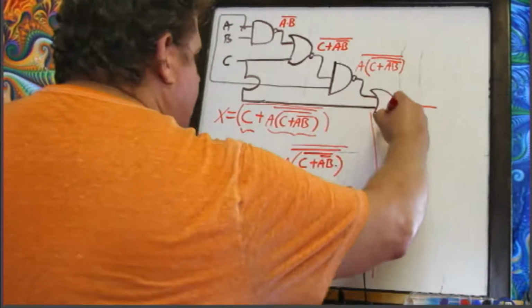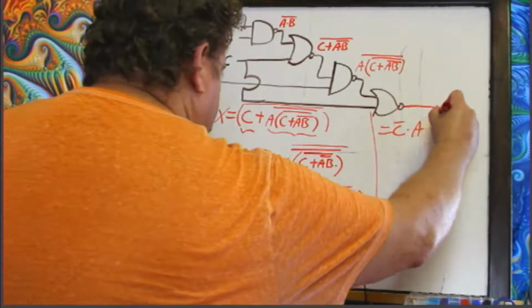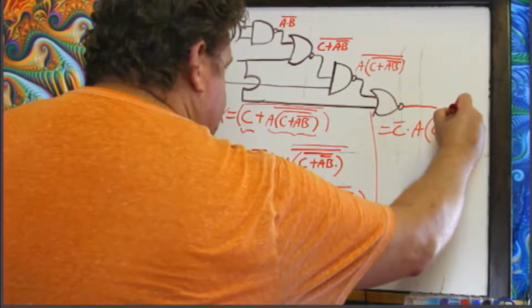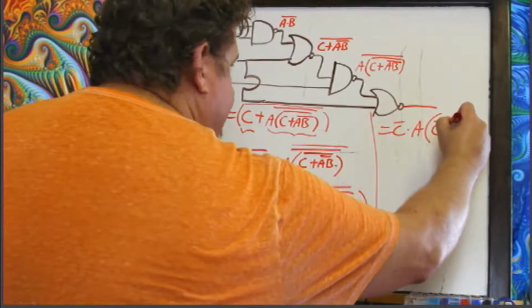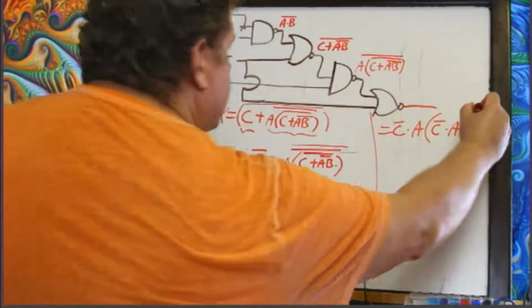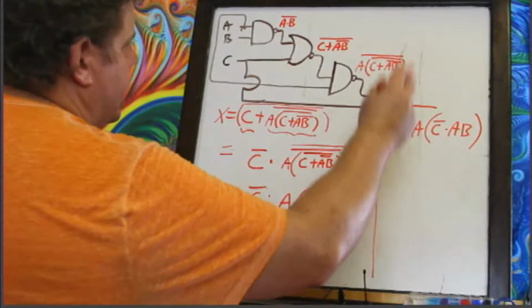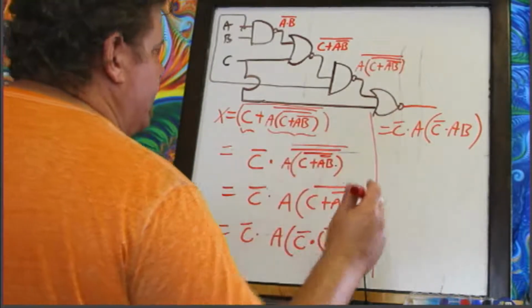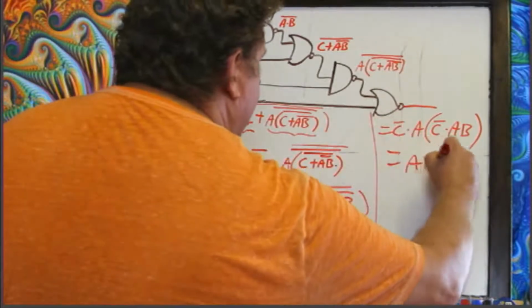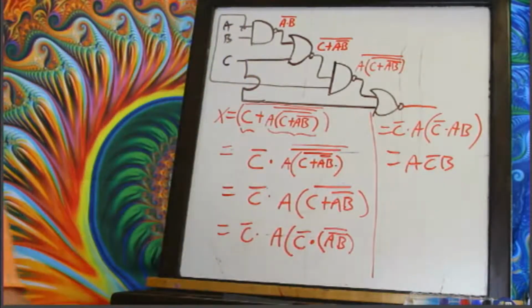So now I've got equals C NOT times A times C NOT AB. Okay. The C's are redundant, the NOT C's are redundant, the A's are redundant, so I end up with A, C NOT, B. Okay?